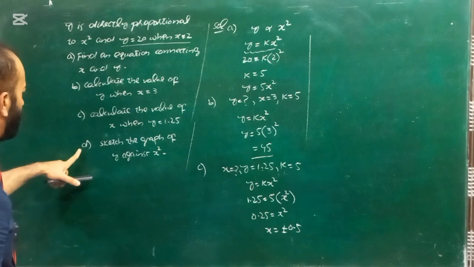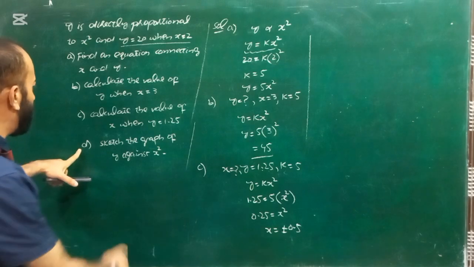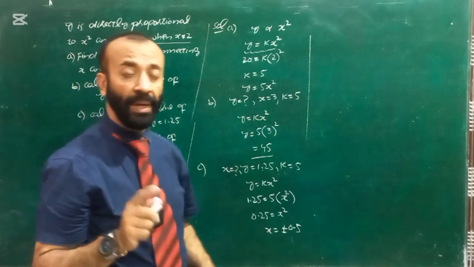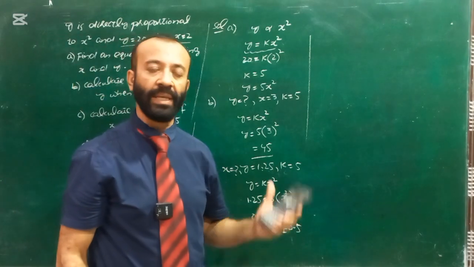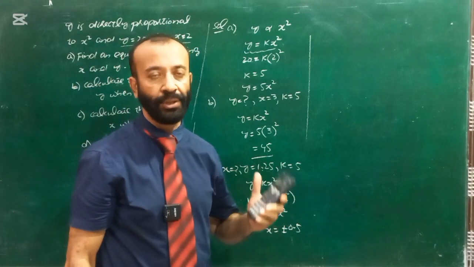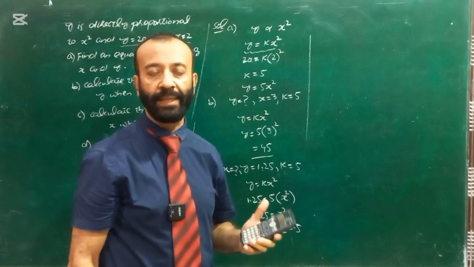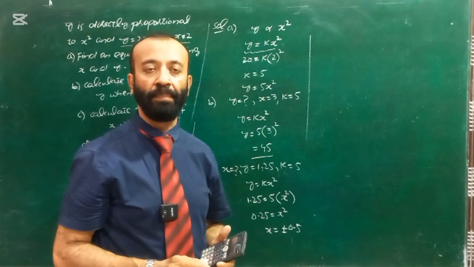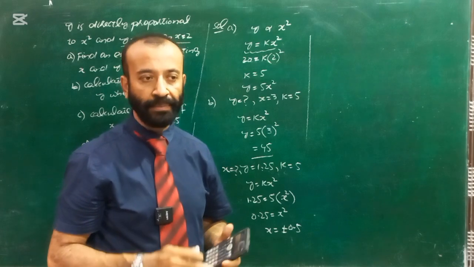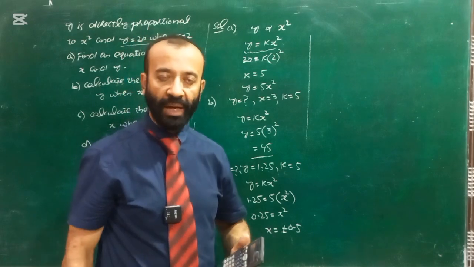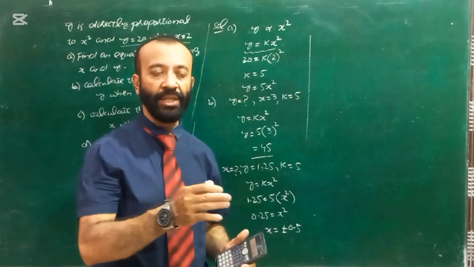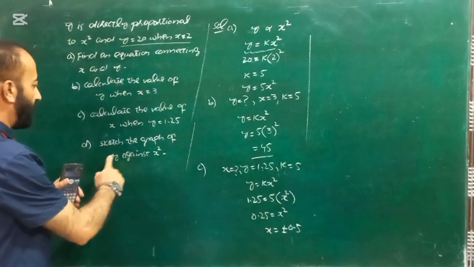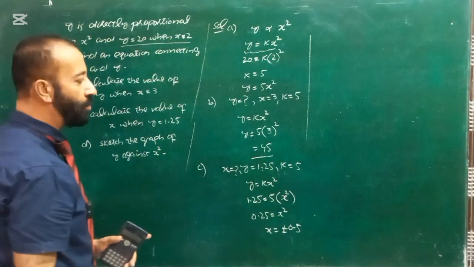And in the D part, it is required to sketch the graph of y against x square. So remember, that is a very important thing. This part normally comes in the paper and students are unable to understand it. And normally in schools, teachers do not teach students this kind of part. So look now, this statement is sketch the graph of y against x square.